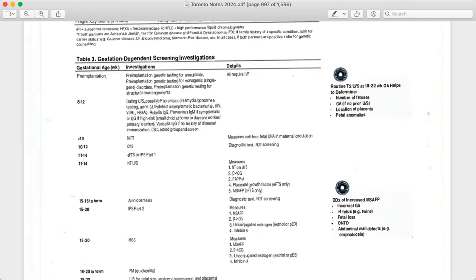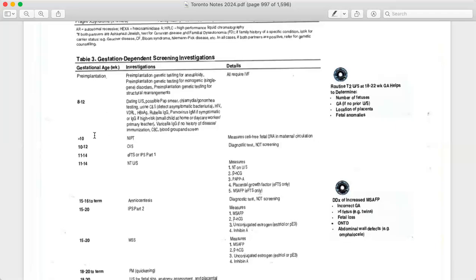It's basically ultrasound, pap smear, all the infections like chlamydia, gonorrhea, urine culture and sensitivity, HIV, VDRL. So all the STIs you are going to rule out in the 8 to 12 weeks, because if present, since organogenesis is happening, they can lead toward preterm labor and further complications. So varicella IgG, CBC, and the blood screening. So as you can see in the 8 to 12 weeks, we do the basic ones.